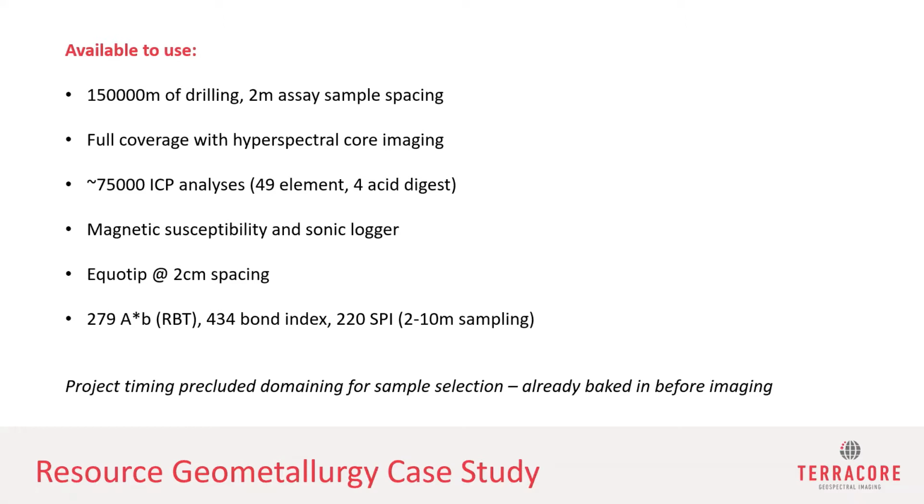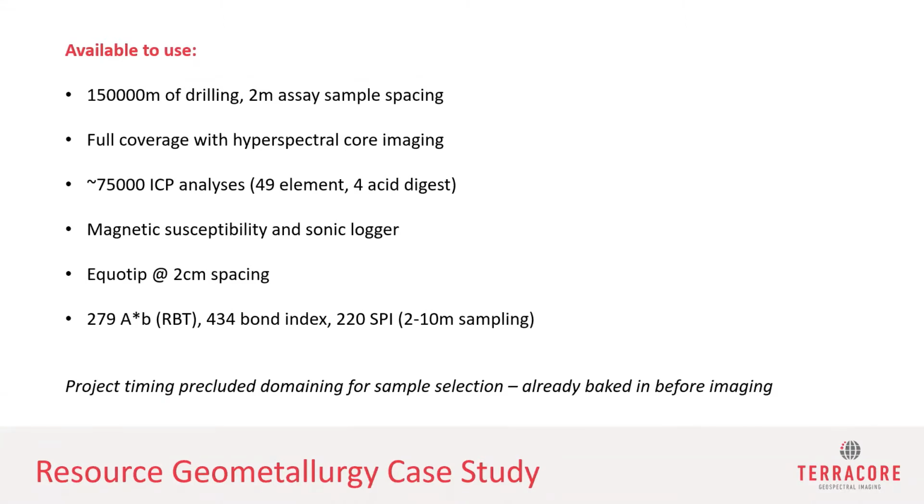And then in addition to that, at JK, we did around about 280 A times b tests using the rotary breakage tester. We had 434 Bond index tests, mostly modified Bond index tests. And then we also did some SAG power index tests through SGS, mostly on 2-meter samples, but some of them were up to 10-meter samples. Because of the way the project had evolved, we couldn't really get back in and say we need to domain this using all of this data, because a lot of this data arrived once things had already started to happen.